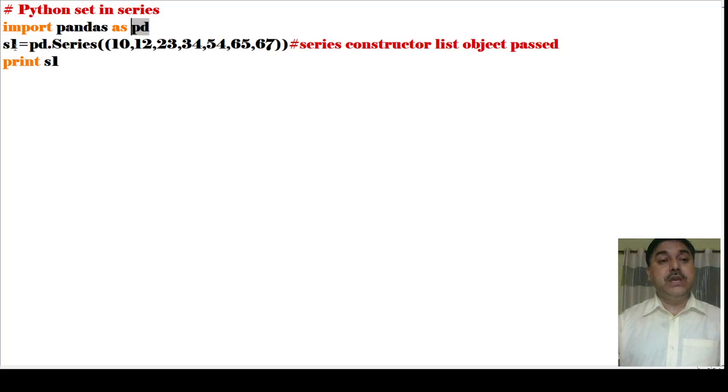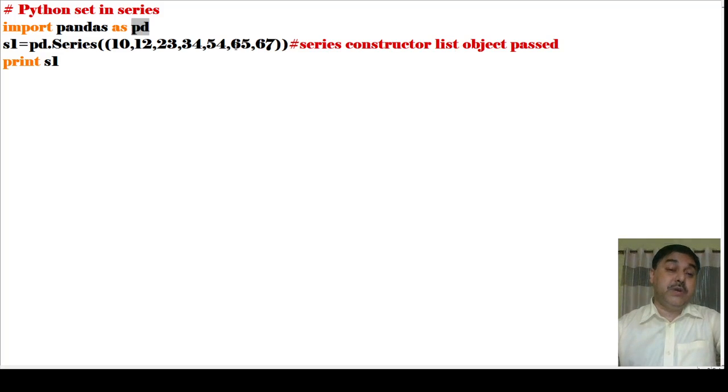Fine. Now you see here S1, again I am saying it is not SL, it is S1, equals pd.Series. Now where are we going to find pd? PD is pandas. That means under Python pandas I am calling the pandas. Under pandas there is a function called Series. So Series constructs from the list of objects that we are passing.